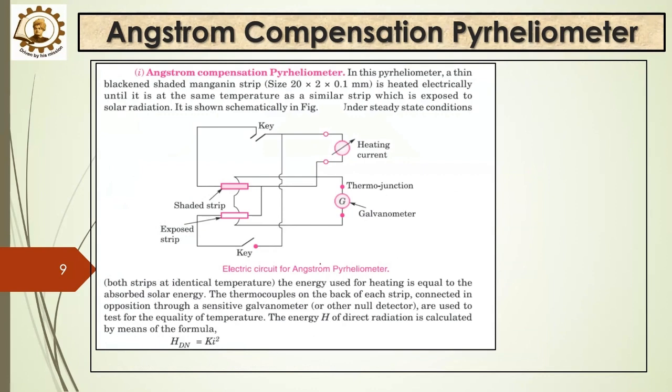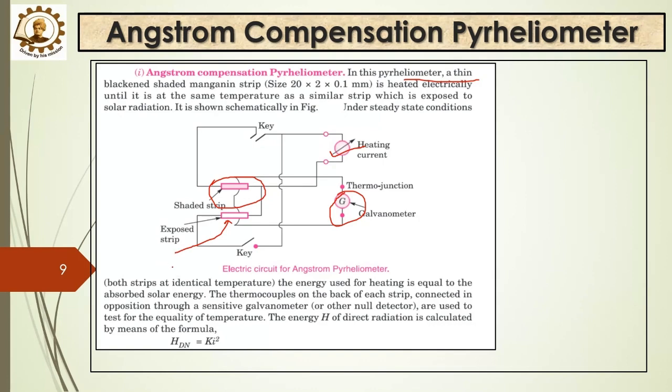So, this is the schematic, and in this type of pyrheliometer, there is a thin blackened shaded manganese strip of size 20 by 2 by 0.1 mm. This is the shaded strip, and it is heated electrically until it reaches the same temperature as a similar strip which is exposed to the solar radiation. So this is the figure, and there is a thermojunction of the galvanometer. This is the measurement of the current, and these are the keys. This is the shaded strip, and this is the exposed strip.